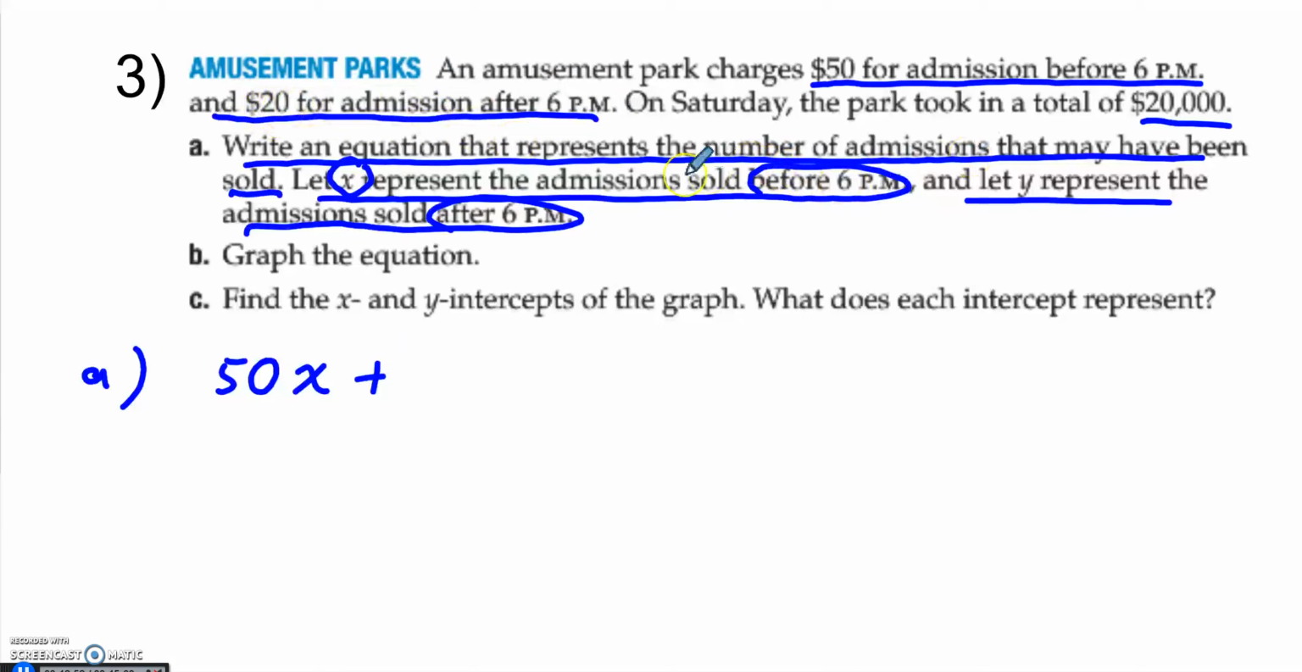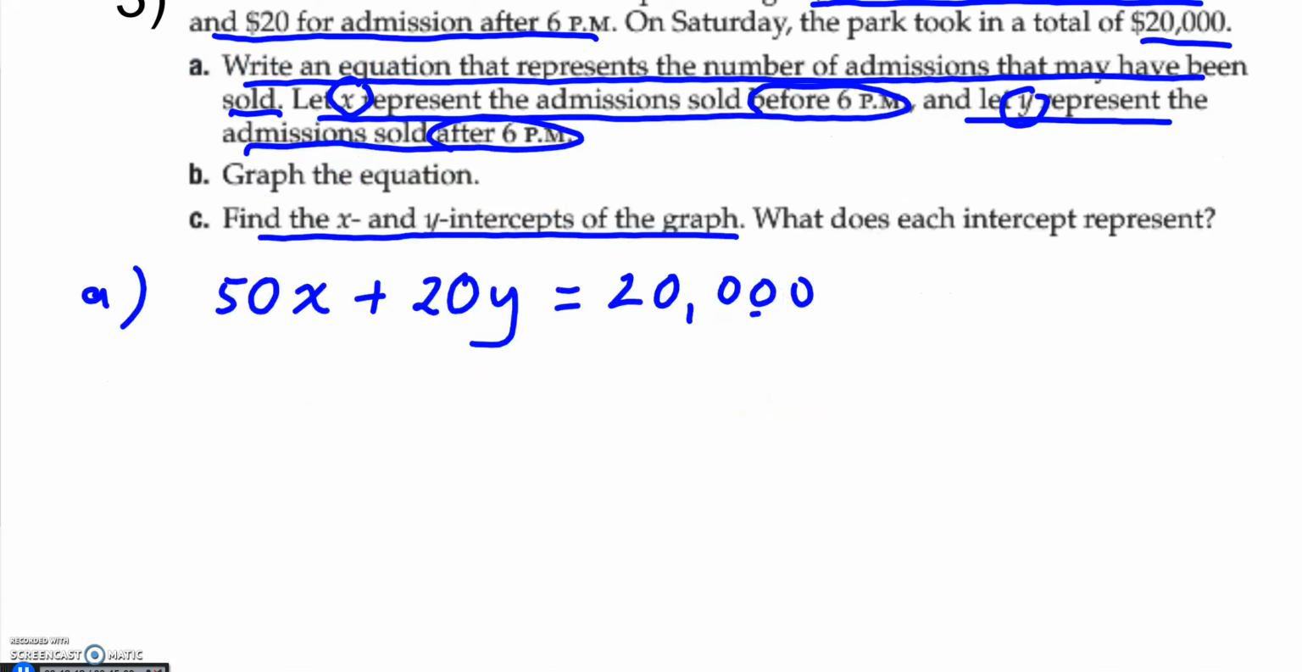So the problem told us to represent Y to be the admission sold after 6. So each ticket cost $20 times the number of tickets sold. And the problem also told us that in that time, they made about $20,000. So if we look at the equation, this one represents money plus more money equals the total money. So part A is done. We have found our equation. So moving on to part B, it does ask us to graph the equation, and we will get to that.